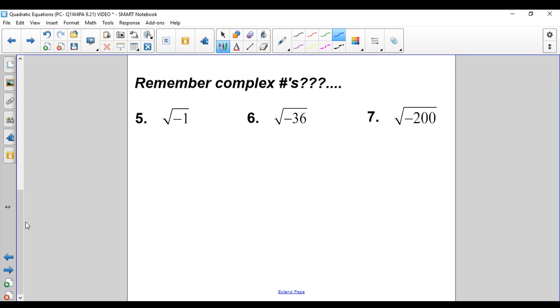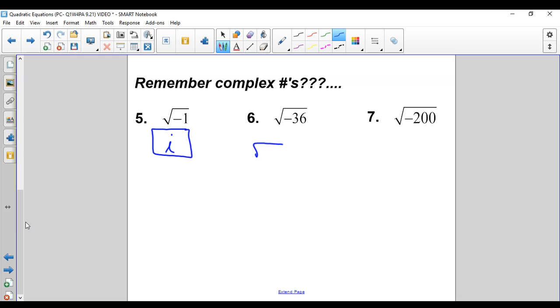Now, recall something else from last year. We have complex numbers. Those are in play. We're going to see those coming up from time to time. Square root of negative 1 is I. Hopefully we recall that.